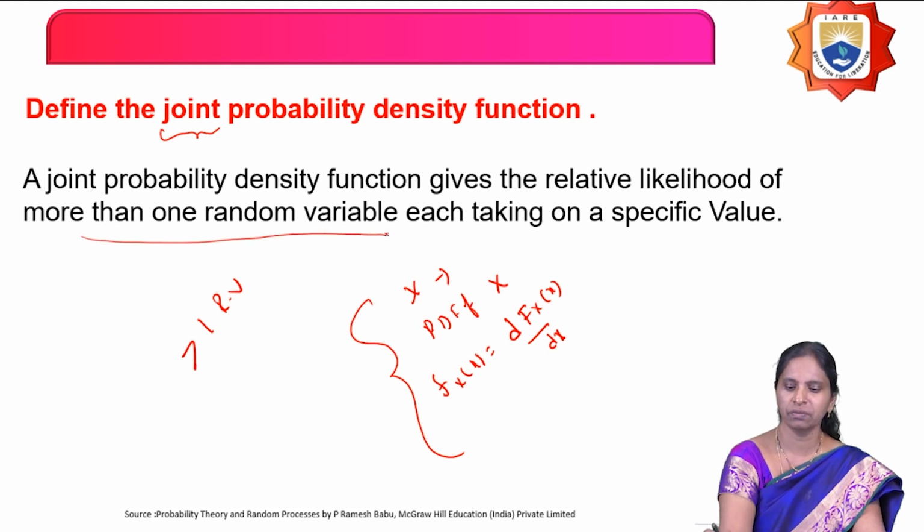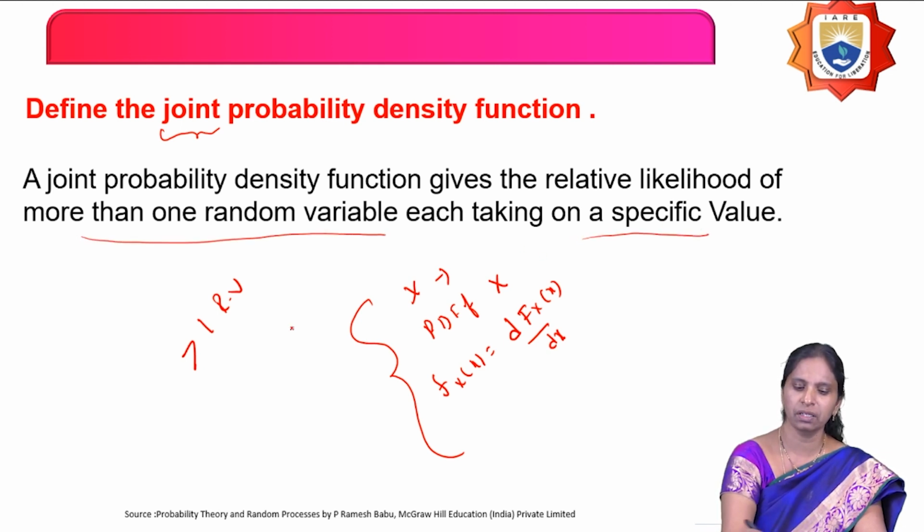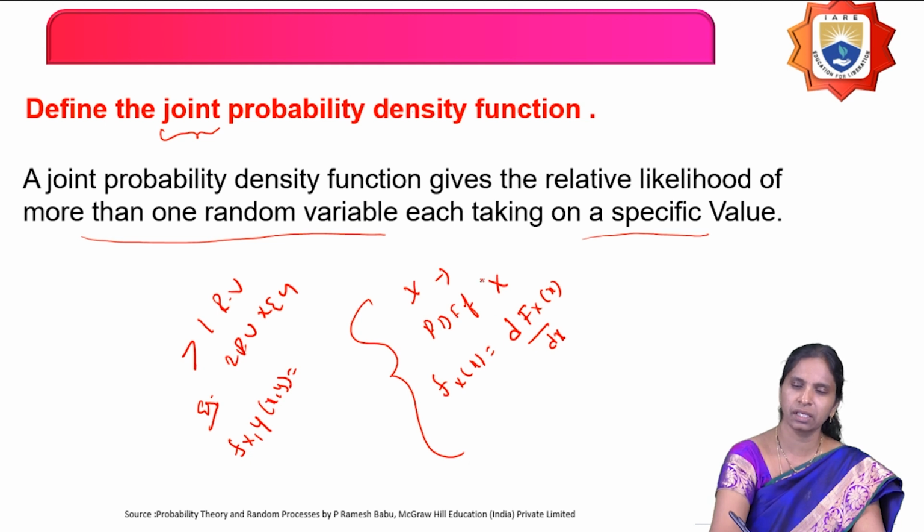For more than one random variable, each taking a specific value, what is it called? The joint probability density function. For example, if I take two random variables X and Y, then the joint density function of those two random variables is denoted by f_XY(x, y). For a single random variable, it is the differentiation of the distribution function of that random variable. For the joint probability density function of two random variables, it is the second order differentiation, because there are two random variables.